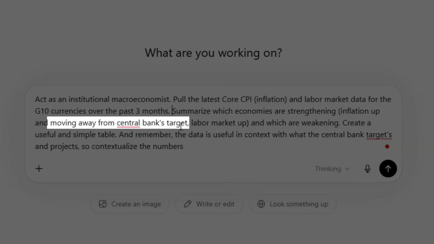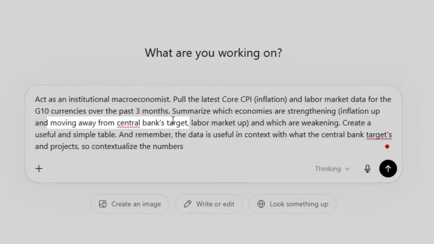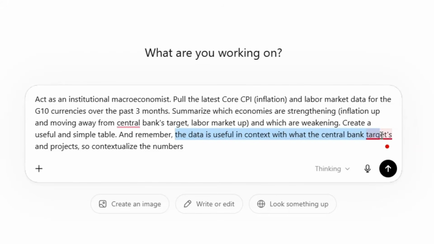Important. Inflation is not just inflation. Inflation is related to what? The central bank's target. How far is the central bank target? Is it moving away? Is it moving towards? Then obviously a strengthening economy means the labor market is solid. And which economies are weakening? Create a useful and simple table. And remember, the data is useful in context. I'm repeating this because it's very important. The data is useful in context with what the central bank's targets are.